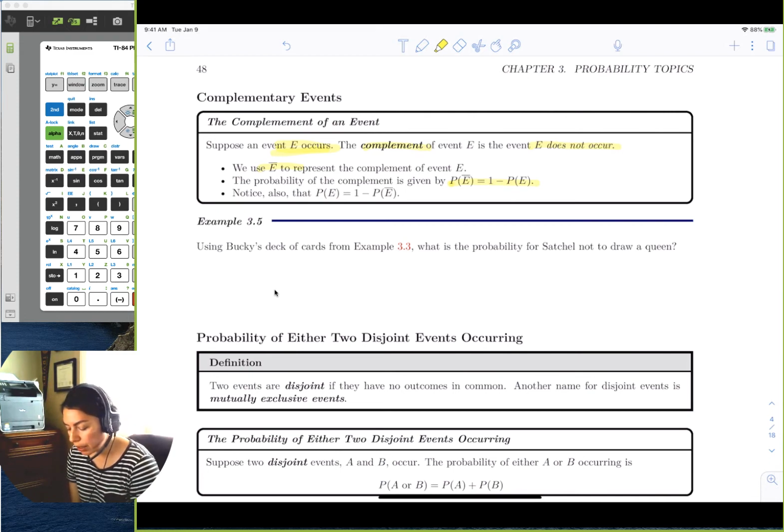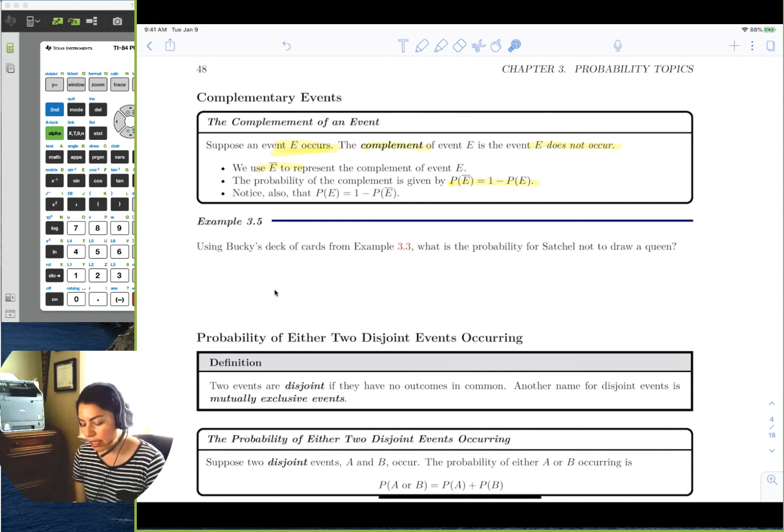But we can always play around with these numbers here because these are just fractions. And so if I move this one over to the left and this one over to the right, I get this formula on the third bullet. And the probability of the event occurring is 1 minus the probability of the event not occurring.